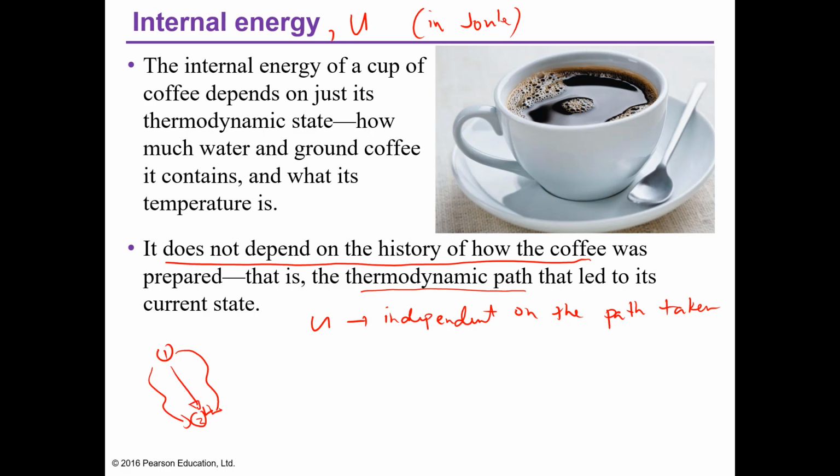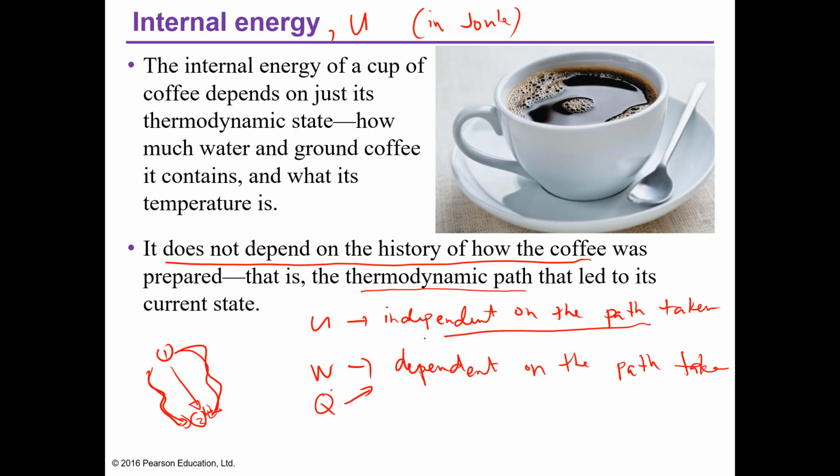Unlike work, work is dependent on the path. So we discussed this last time. Work depends on which path you take from state 1 to state 2. Also the heat, your heat is dependent on the path taken. But take note, internal energy is independent of the path, of the thermodynamic path that you take, say from state 1 to state 2.